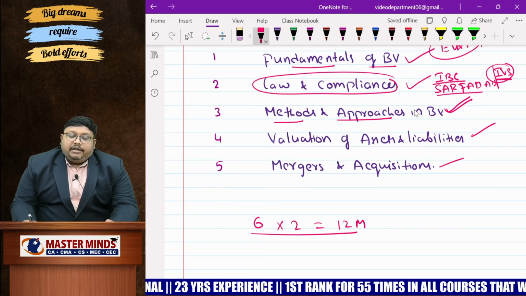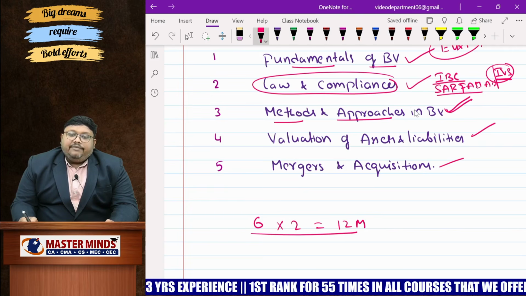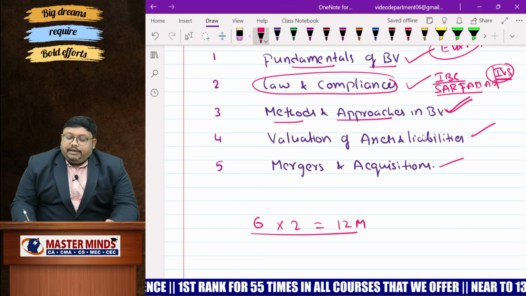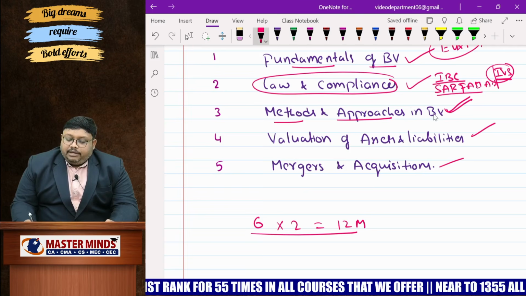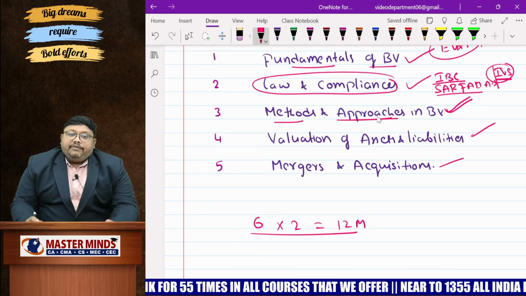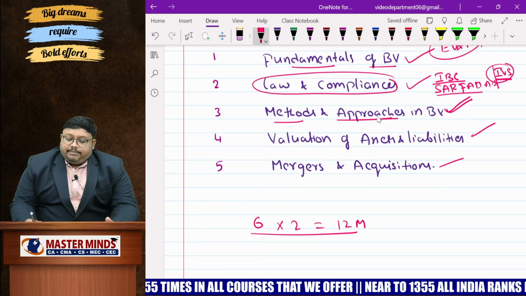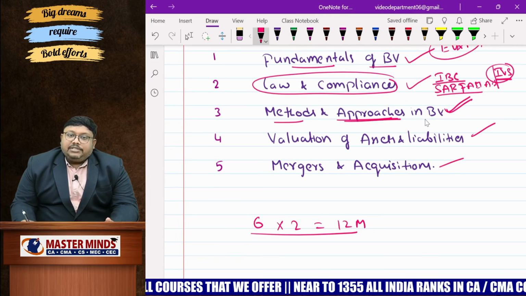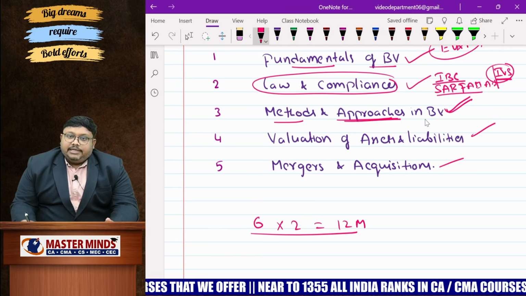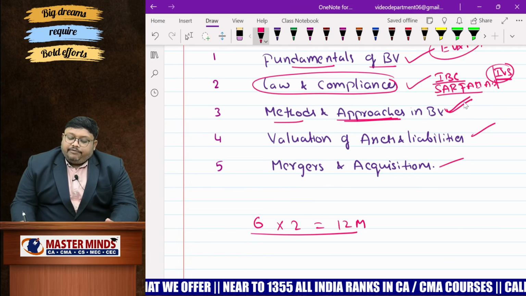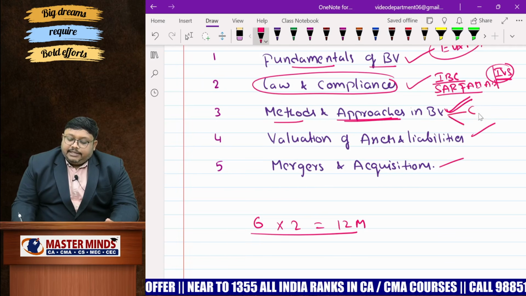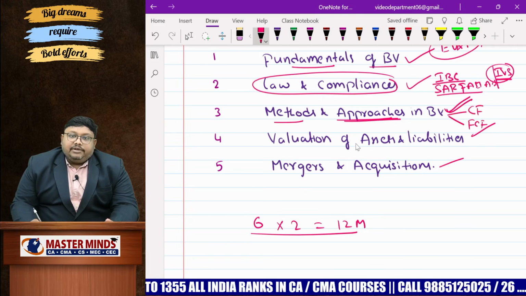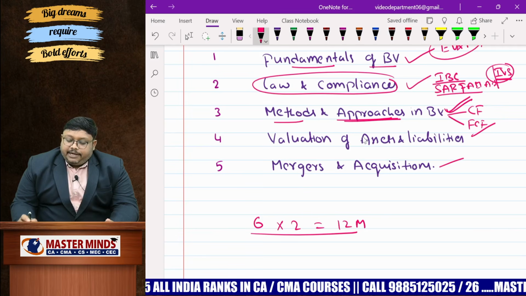And we have the growth stage models, where initially there is a high growth period and subsequently a stable growth period, and how to value the firms accordingly. And we have the free cash flows approach. Under methods and approaches, how to calculate the valuation of a business based on free cash flows is the most important part. So the most important things are discounted cash flows and free cash flows approaches.